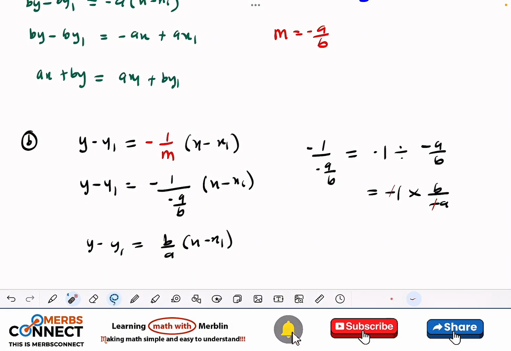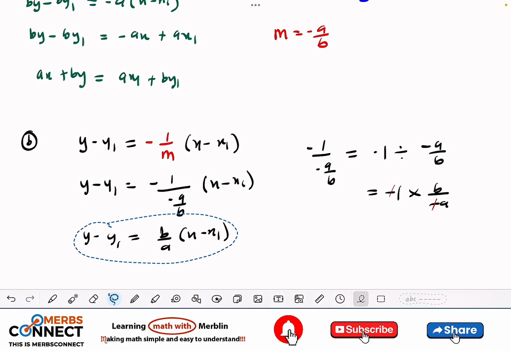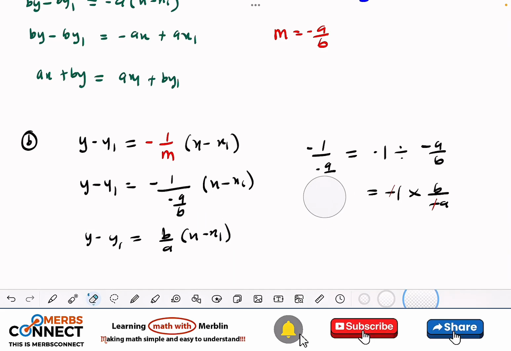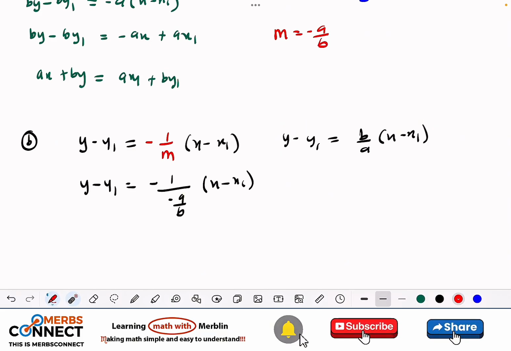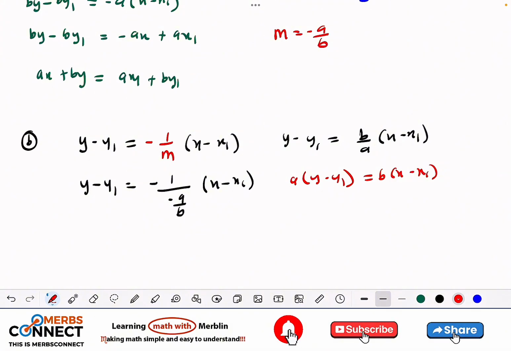Good. So what we just need to do is the simplification, and then we are done. So that's all we need. Let me just put this one here so that we can do the simplification. So multiplied through by a, we are going to have a(y minus y1) = b(x minus x1). Expand: ay minus ay1 is equal to bx minus bx1.